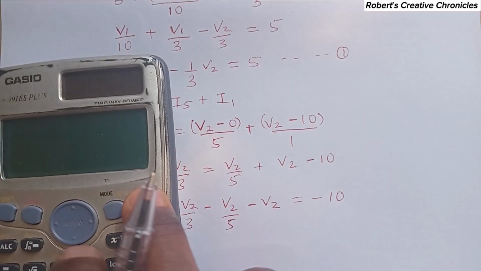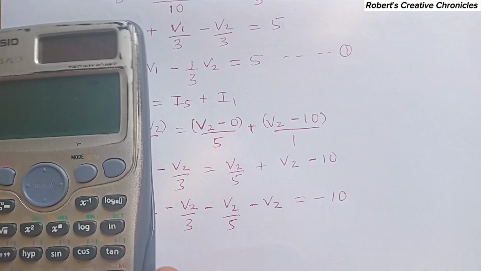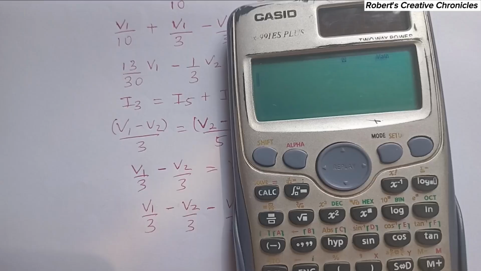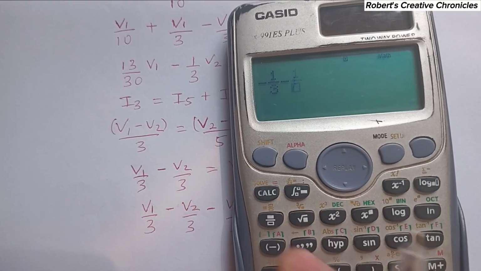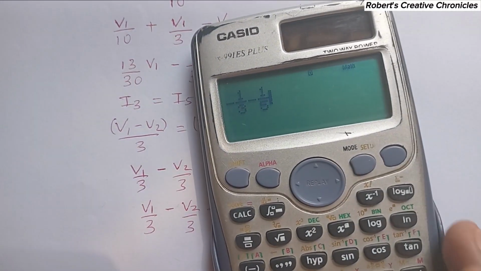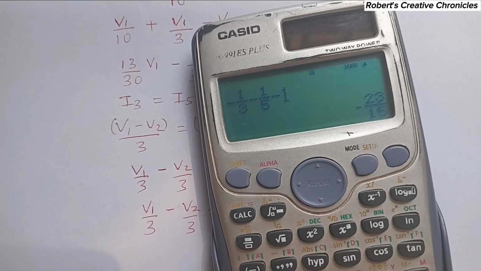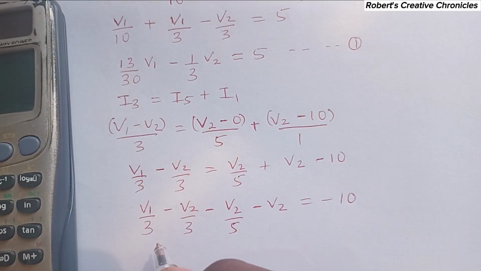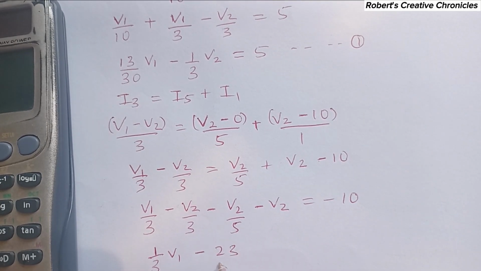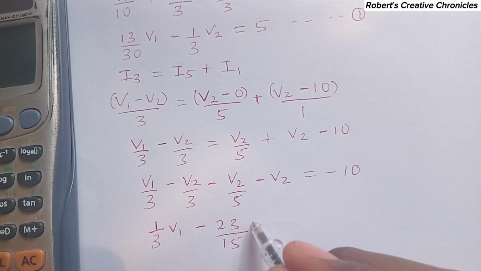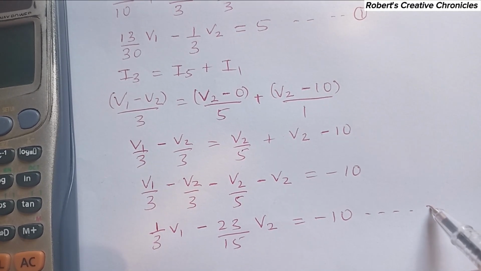So now we'll add this to be 1 minus what? Minus 1 over 3 minus 1 over 5, then minus 1, equals to minus 23 over 15. So this becomes 1 over 3 V1 minus 23 over 15 V2 equals to minus 10. So this becomes our second equation.